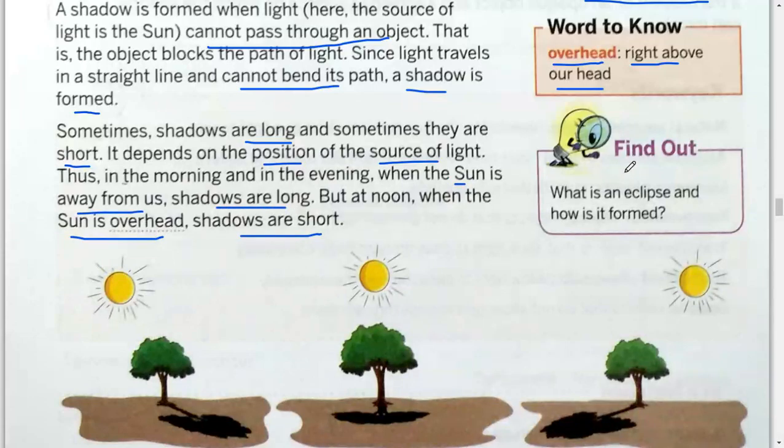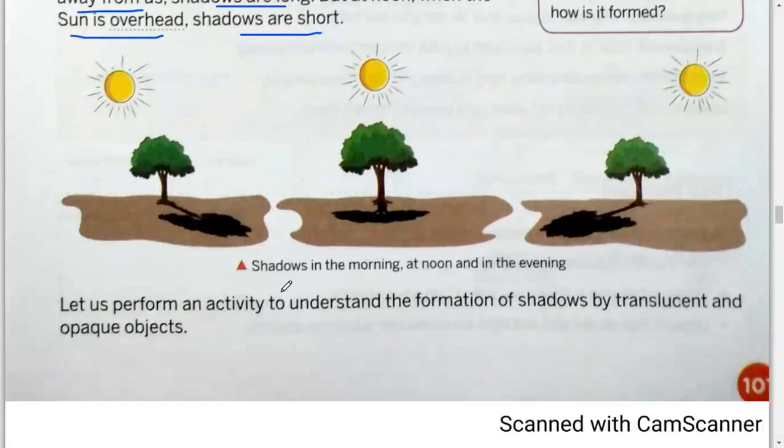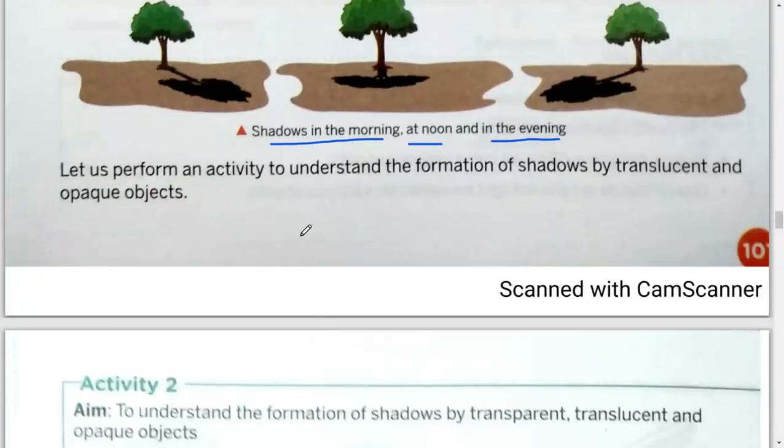Find out what is an eclipse and how is it formed? Comment this. Shadows in the morning, at noon, and in the evening. Let us perform an activity to understand the formation of shadows by translucent and opaque objects.